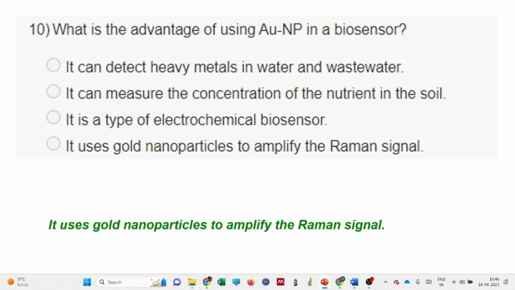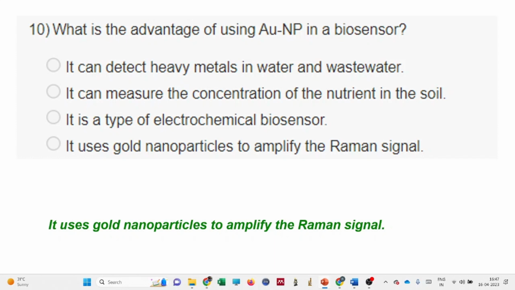Also, yes, the Raman signal can be amplified by using gold nanoparticles as a substrate. This technique is known as surface enhanced Raman spectroscopy, or SERS. When molecules are adsorbed onto the surface of gold nanoparticles, they can generate a strong electromagnetic field that enhances the Raman signal of the molecules. This effect is due to the localized surface plasmon resonance of the gold nanoparticles, which enhances the electromagnetic field near the surface of the particles. Surface enhanced Raman spectroscopy is a very powerful technique for detecting trace amounts of analytes, and it has applications in fields such as biochemistry, material science and environmental monitoring.